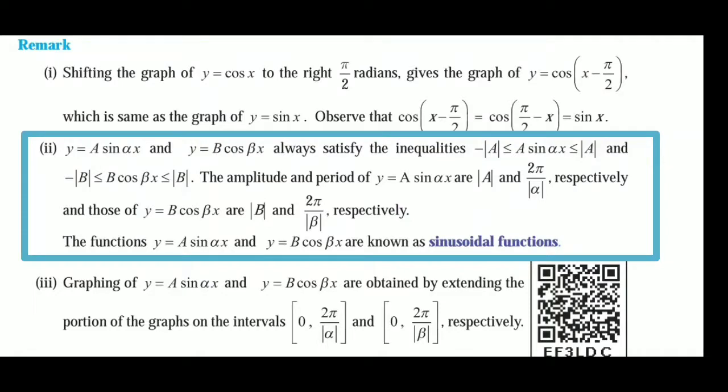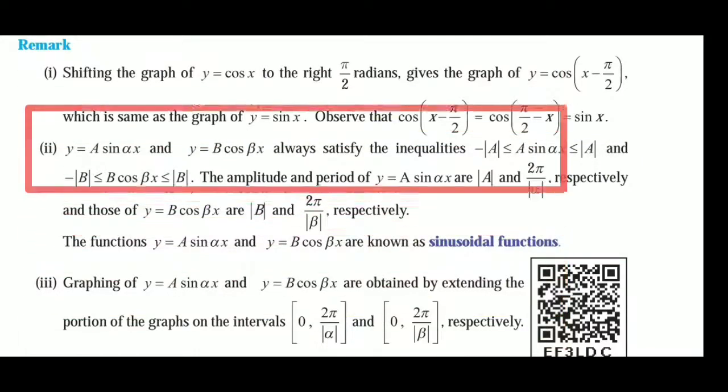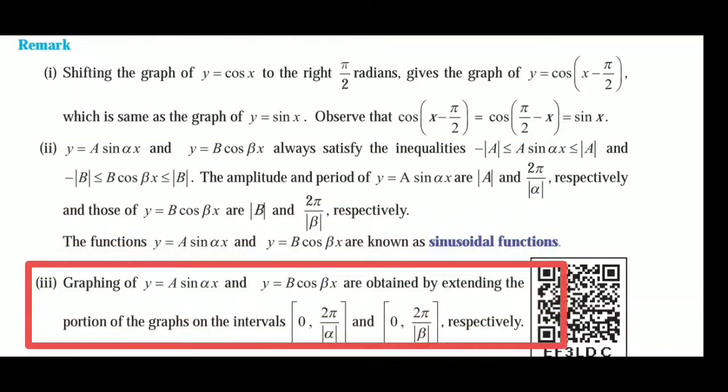The functions y = a sin αx and y = b cos βx are known as sinusoidal functions. Third, the graphs of y = a sin αx and y = b cos βx are obtained by extending the portion of the graph on the intervals [0, 2π/|α|] and [0, 2π/|β|] respectively.